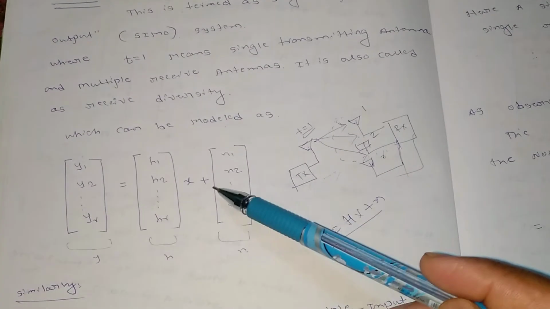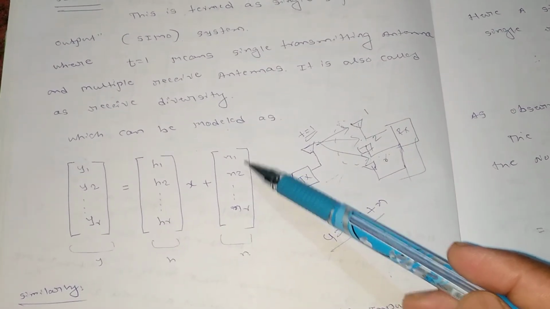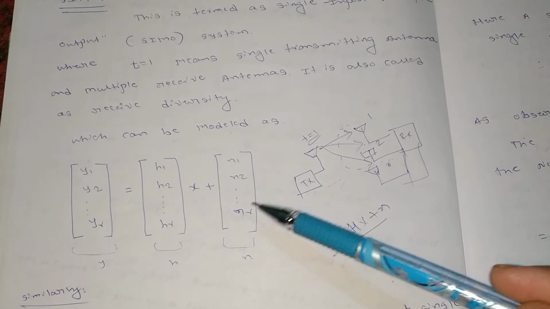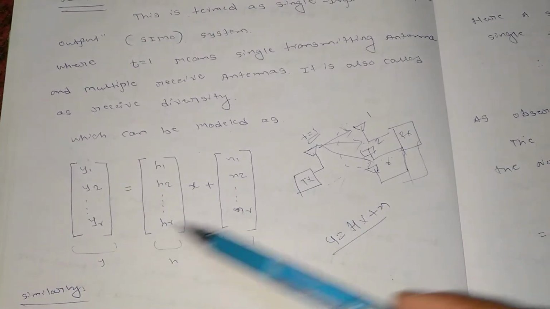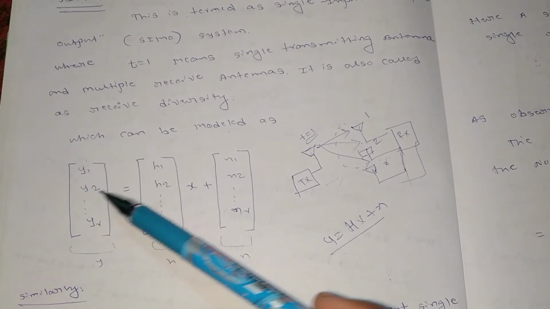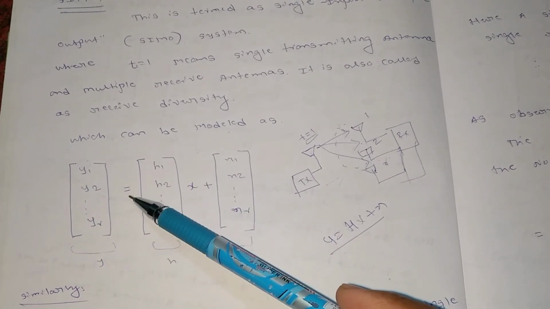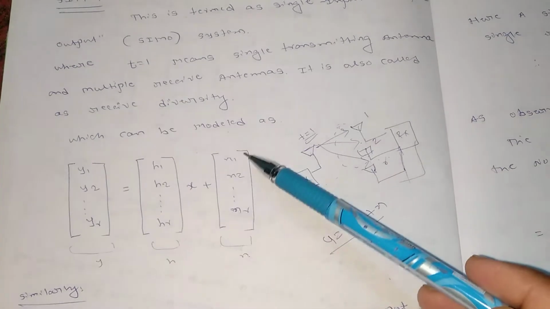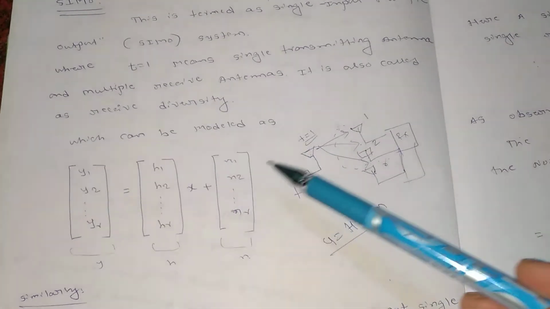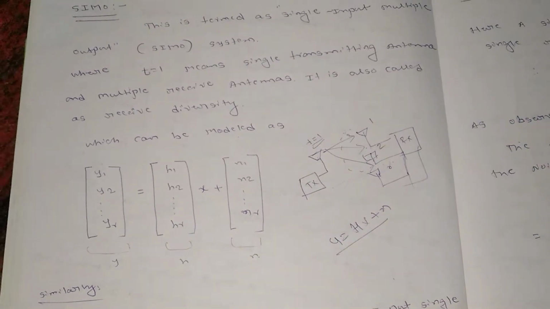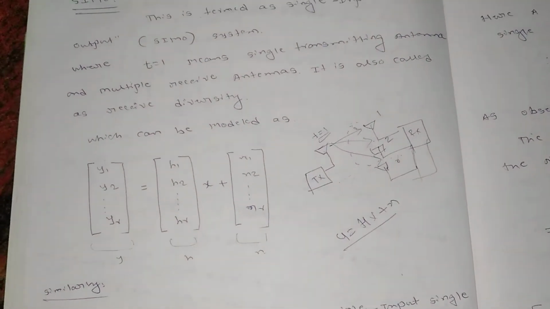And then as usual we will be having additive white Gaussian noise, which will be added to the signal while the signal is transmitting through the environment. So like this I will be writing: received signal will be equal to transmitted signal plus noise. So this is the composite transmitted signal, and this is the composite noise, right? All right, so this is all about SIMO.